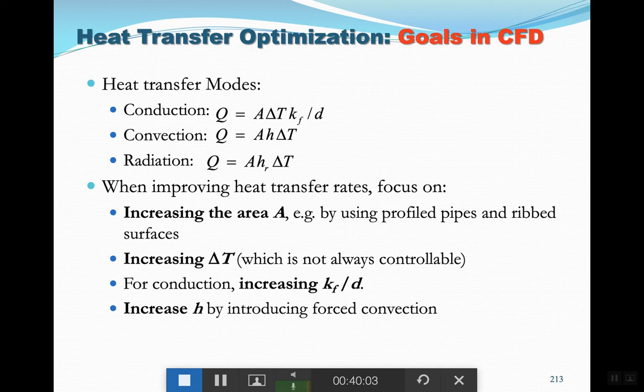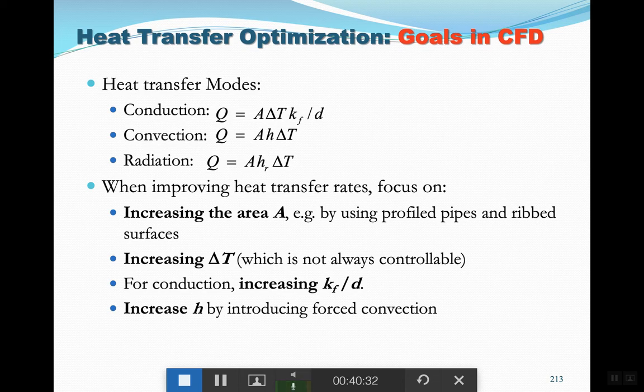So generally speaking, in different heat transfer modes, in conduction, convection, radiation, we need to optimize. And we optimize that by tweaking the parameters. How do we keep tweaking them? For example, by increasing the area. If you increase the area, of course, you are increasing heat transfer. Or by increasing delta T, you are increasing the amount of heat transfer, and so on and so forth, increasing h, decreasing k.